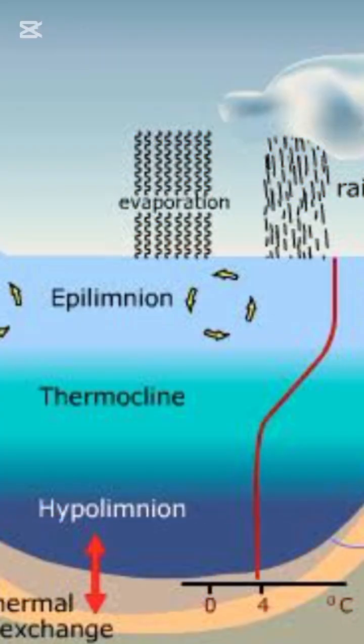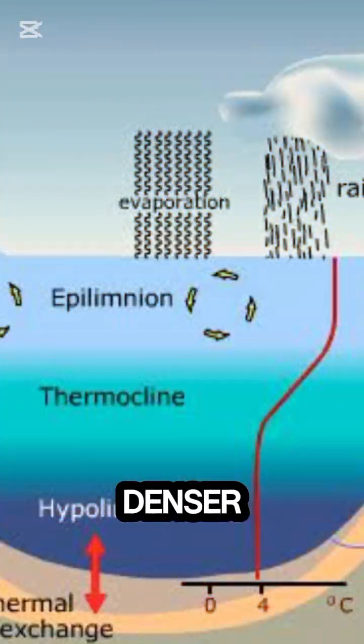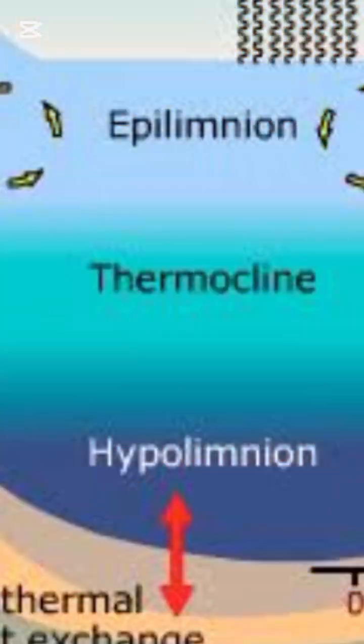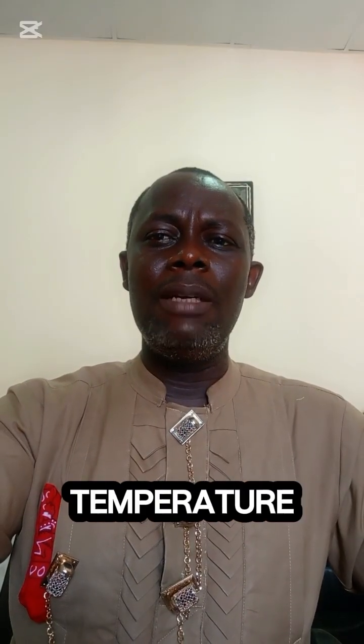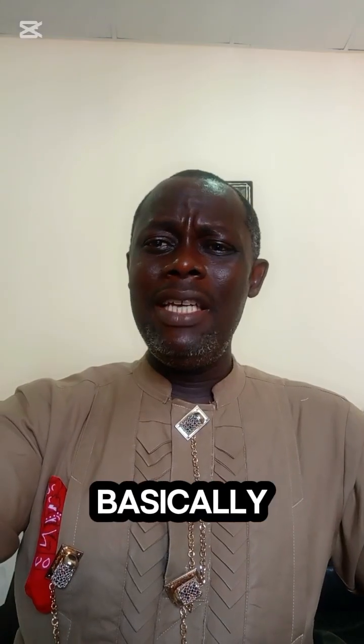The next one we want to look at is the hypolimnion. The hypolimnion basically is the bottom, colder, denser stratum, because the cooler the water becomes, the denser it becomes. The denser water settles at the bottom, and this region usually has very low temperatures compared to that of the epilimnion and the metalimnion. So basically it has low temperature, and the oxygen concentration in this hypolimnion is very low.